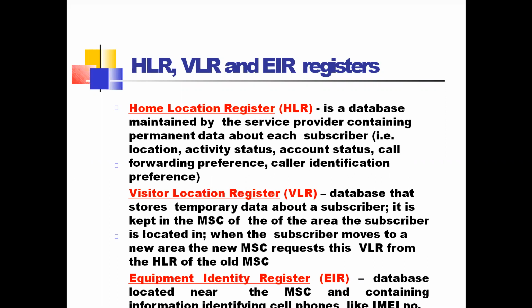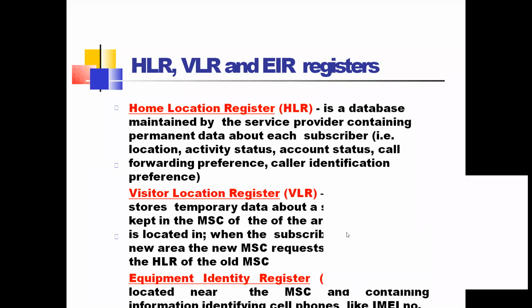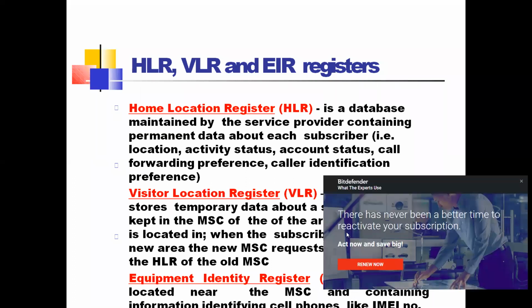One is the equipment identity register. Equipment identity is nothing but the IMEI numbers. Nothing but the IMEI numbers of particular mobile phones maintained by the register, right.